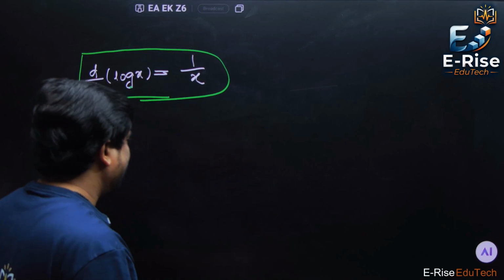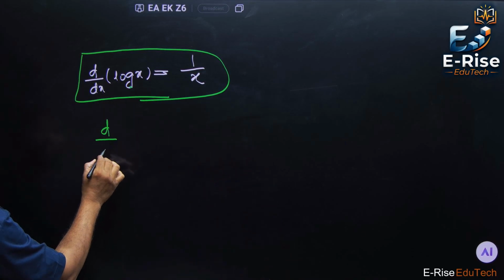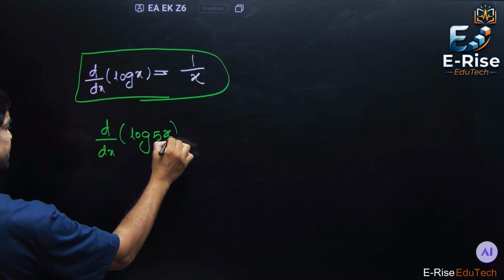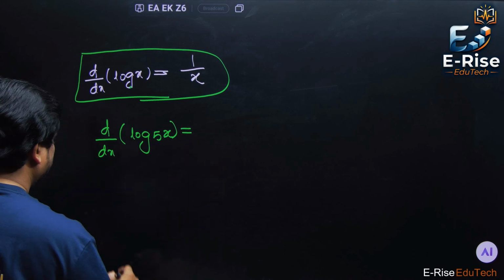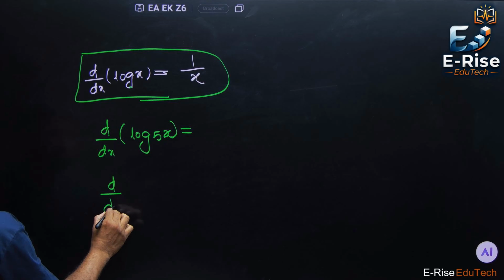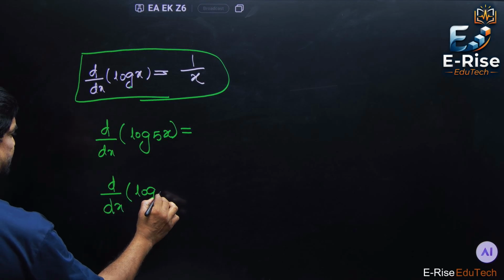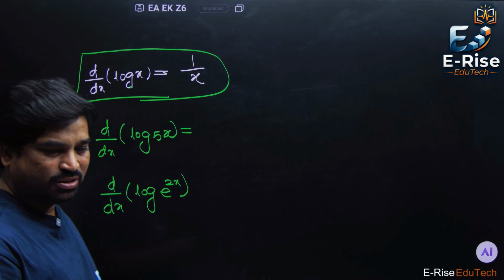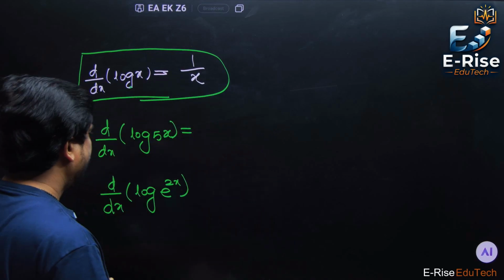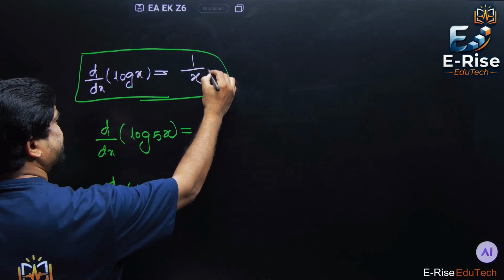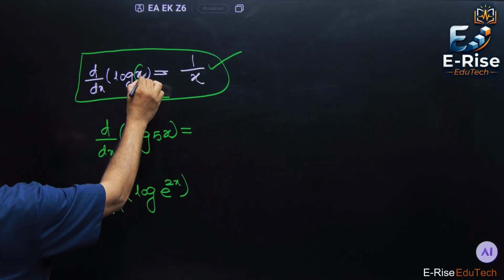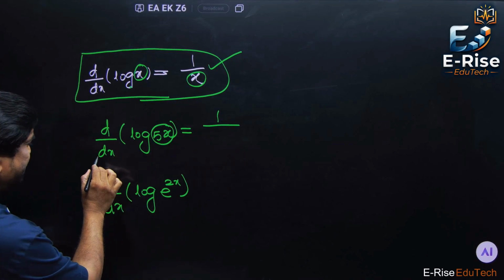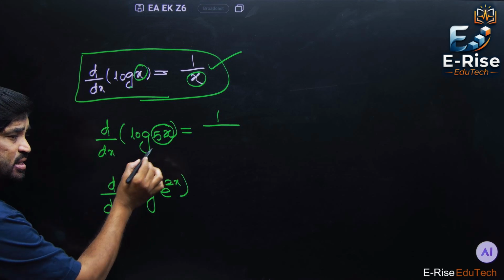Okay, fine. Next, suppose I give like this: d by dx of log of 5x. What is that? So many questions are like this here. So how to simplify? Simply, d by dx of log x is what? 1 by x. Here x is there, here x is there. But here 5x is there. So simple, d by dx is differentiation with respect to x. Here an x term is there. That's why it's not a constant.